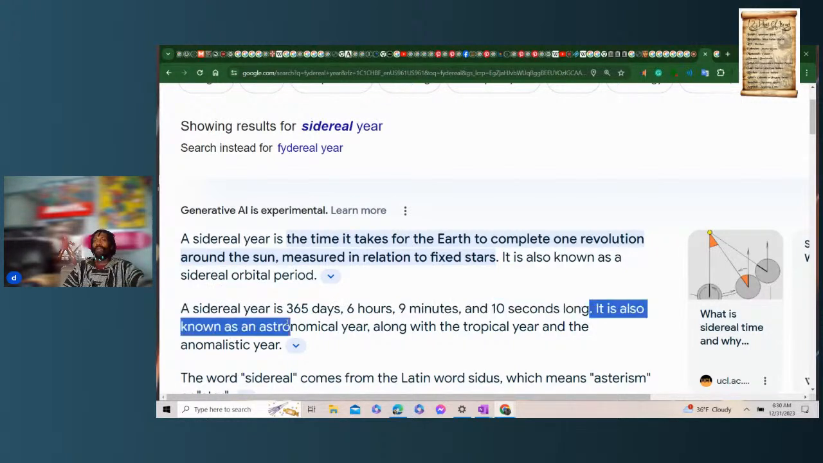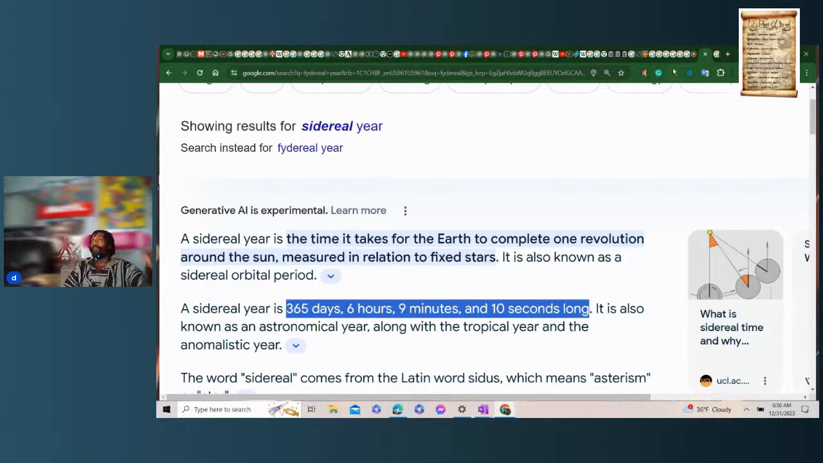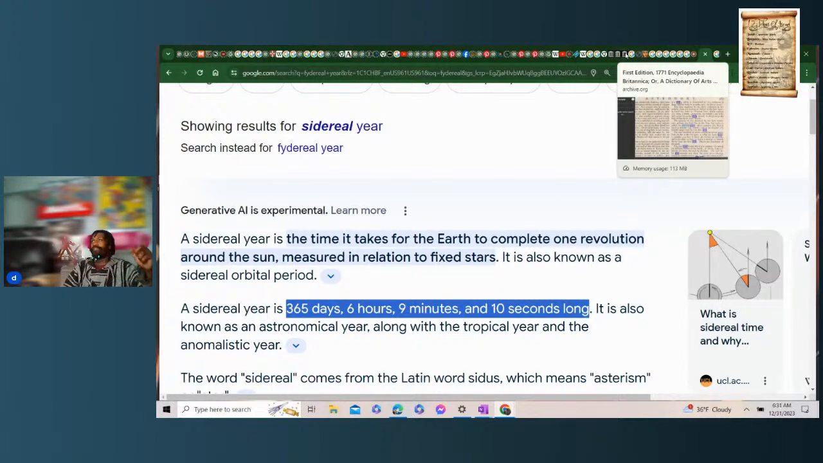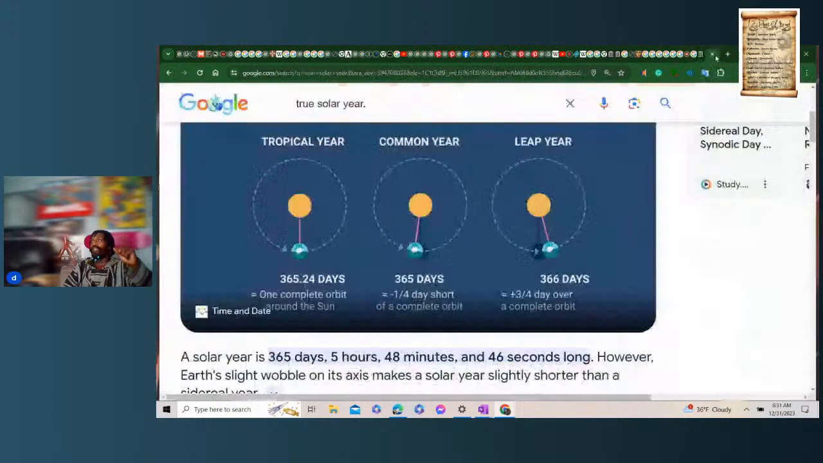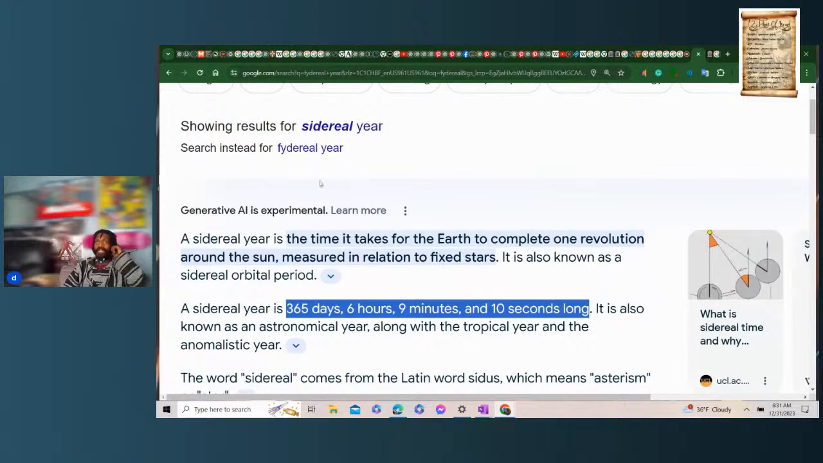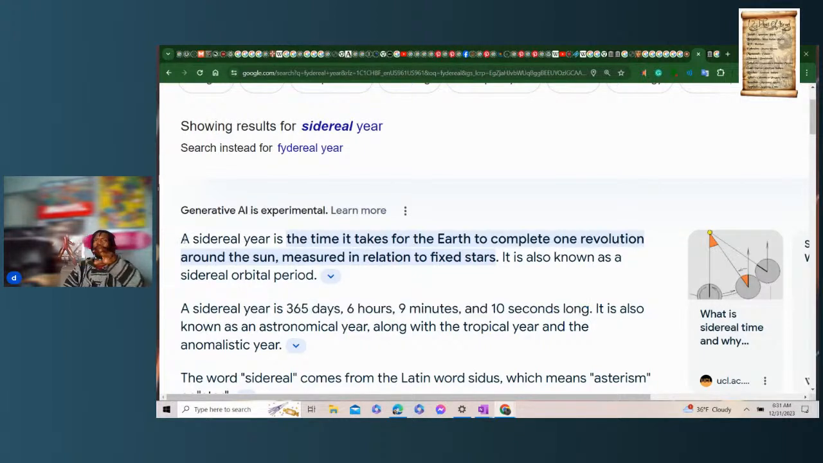Now hold on. Let me do this real quick because I want to do some comparative reading. I apologize. Reclaiming my time. I just want to see if this is correct for both of us. One source that I just read is a generative AI answer, which I'm gonna treat like, okay, be nice. A sidereal year. So this is the answer I was given.